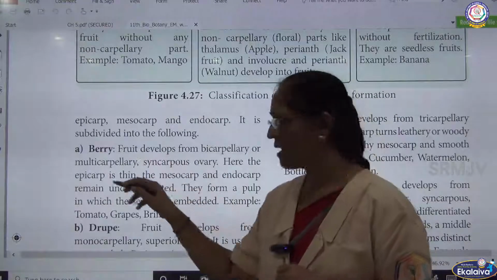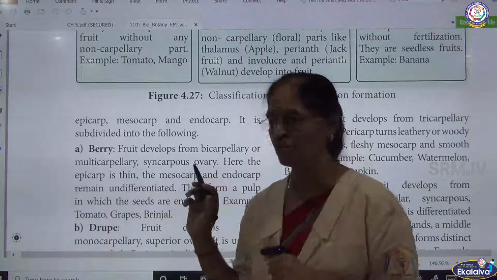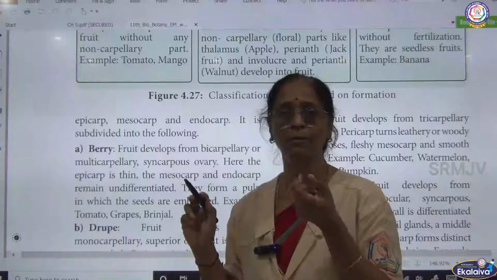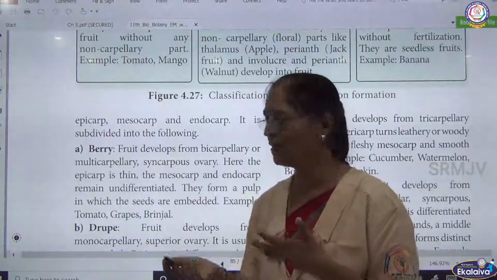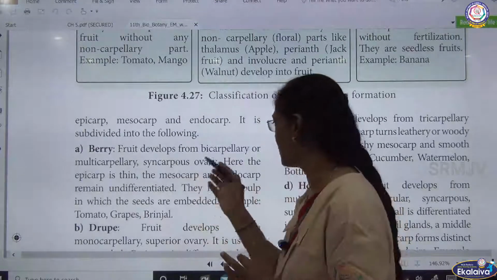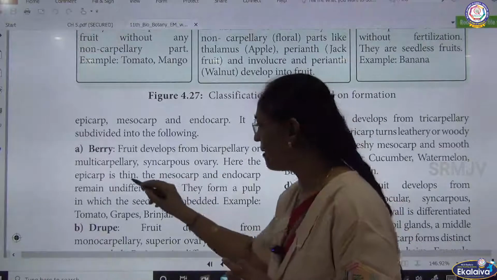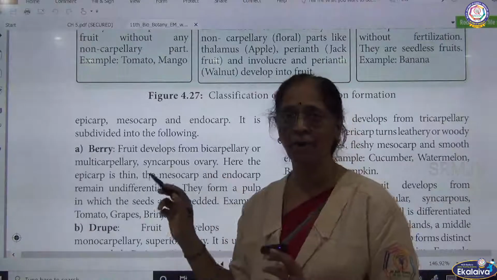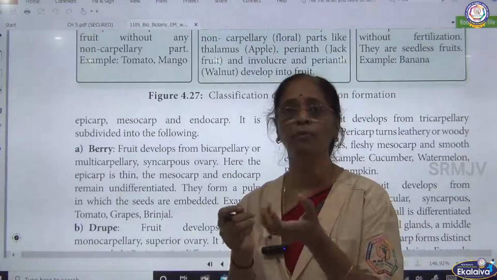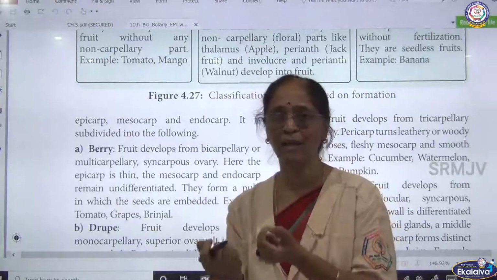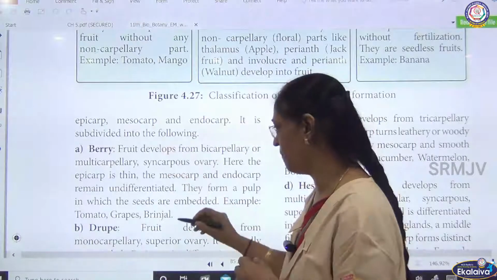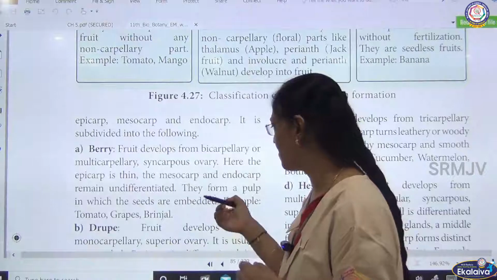Berry, one example which you will find in tomato, grapes and brinjal. Here the fruit develops from bicarpellary. We all know what is bicarpellary. Bicarpellary means two carpels. If it is more than that, you call it multicarpellary. Syncarpous, if the carpels have been fused, then you call it syncarpous. And here the epicarp is thin, the mesocarp and the endocarp remain undifferentiated. In tomato you will find that if you soak it in hot water, you can peel off the outer wall, but the inner part will become juicy. That is what we find in berry. So they form a pulp in which the seeds are embedded.